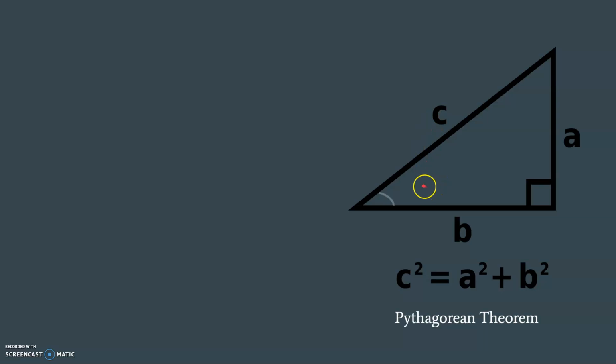So using this angle right here as theta, we want to remember SOH CAH TOA. Soh is opposite over hypotenuse, Cah is adjacent over hypotenuse, and Toa is opposite over adjacent. But we won't be using Toa for this video today.